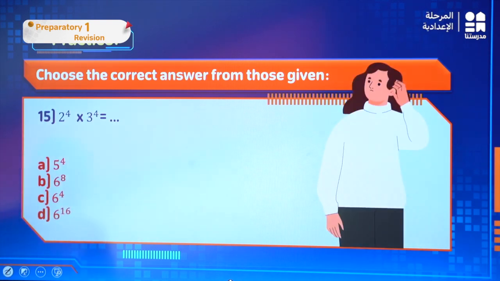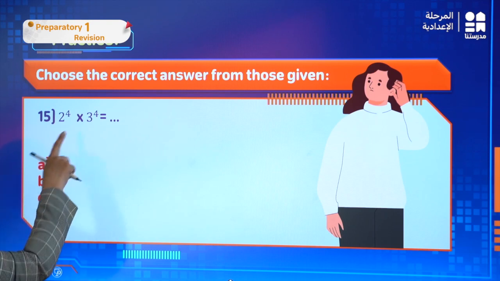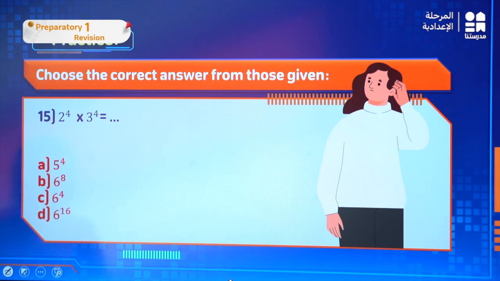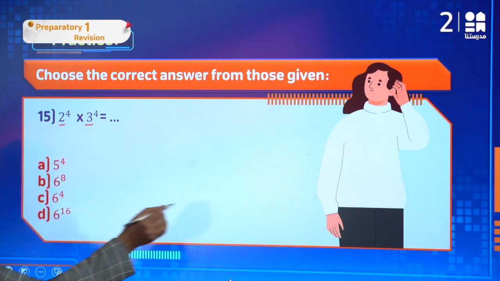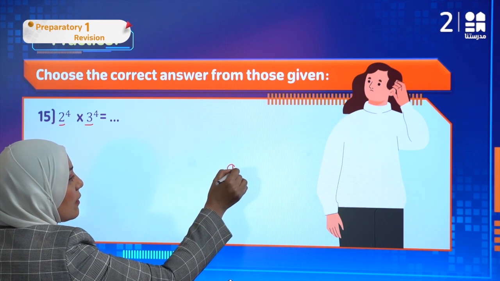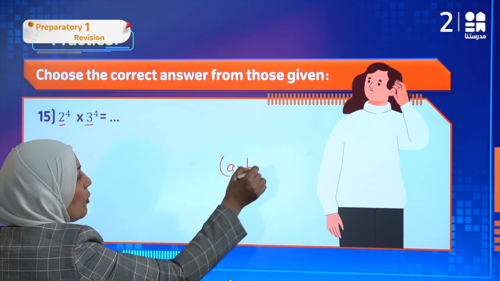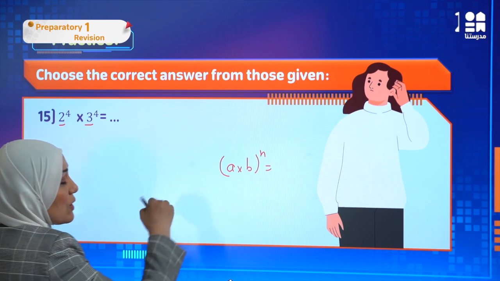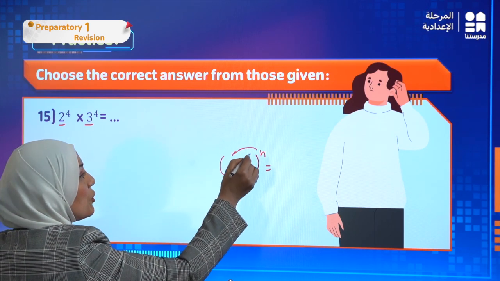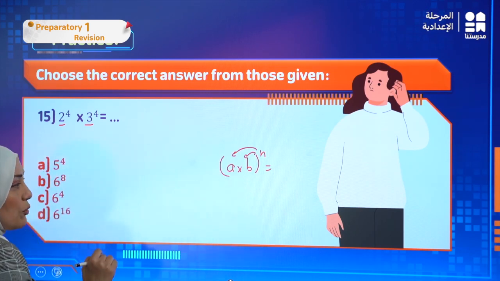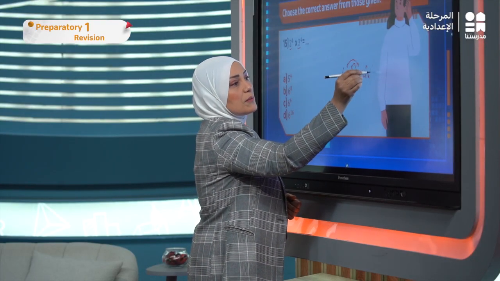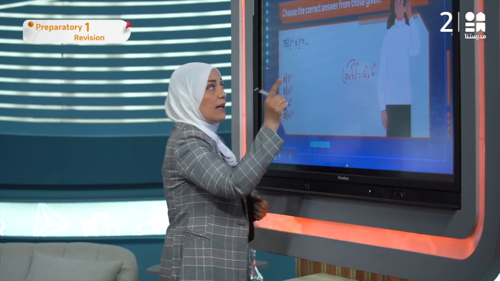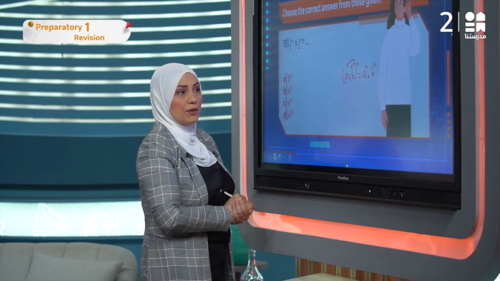In question 15, 2 to the power of 4 times 3 to the power of 4. Here, can I add the exponents? Of course, no, because we don't have the same base. For example, if I have A times B to the power of n, as we studied before, I can distribute this n for each factor of them. So I can write it A to the power of n times B to the power of n. And that is what we have here.